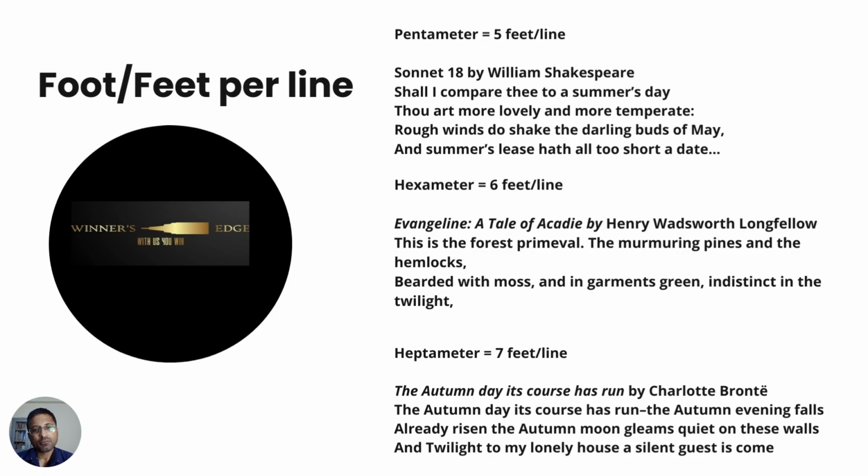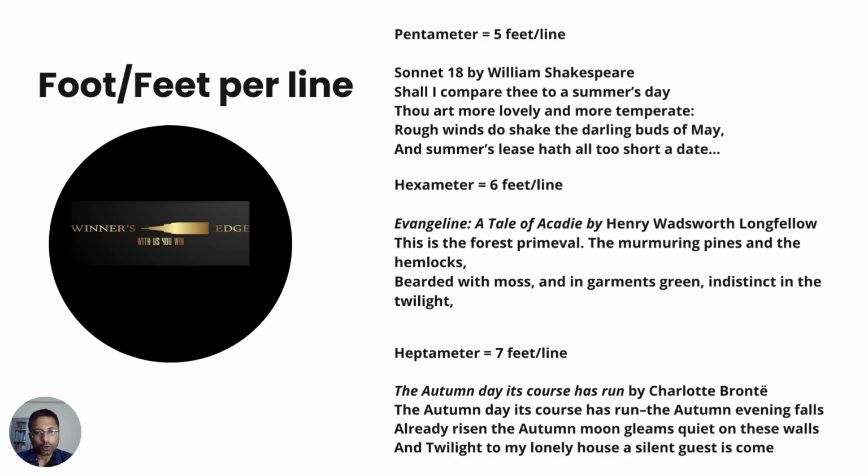So this is the forest primeval, the murmuring pines and the hemlocks, bearded with moss and in garments green, indistinct in the twilight, and so on it goes. We can break it and find the hexameter. And then the Spenserian stanza, the last line, Alexandrine, that's also an example.